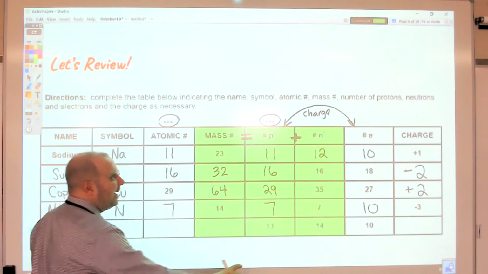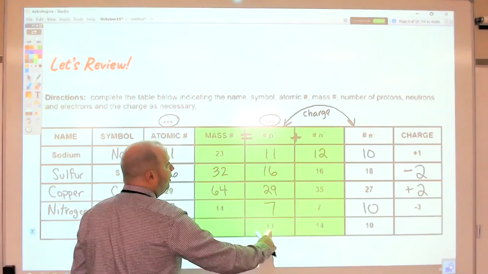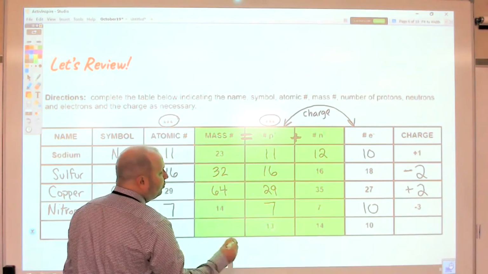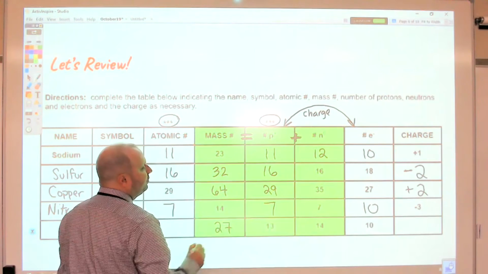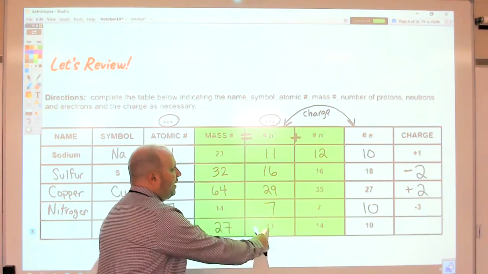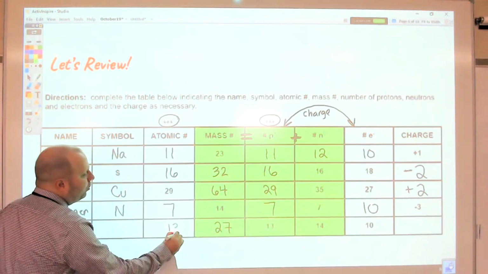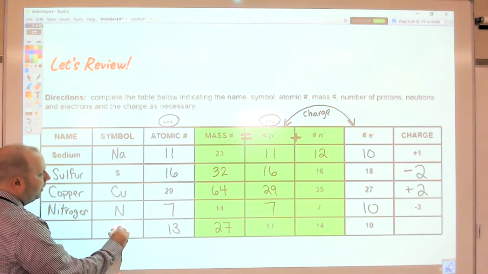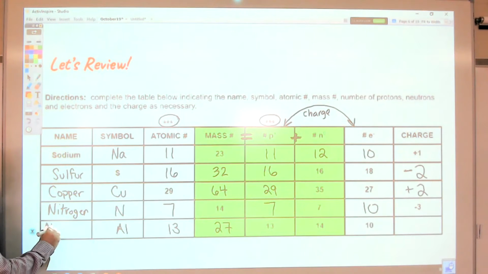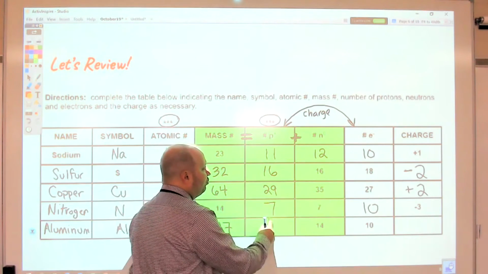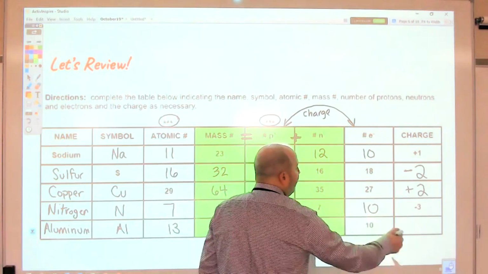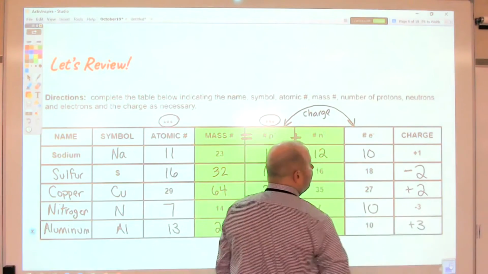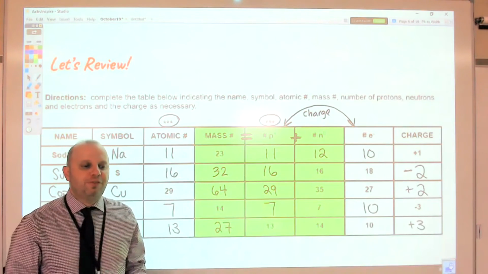Next part, I have 14 neutrons and 13 protons. I'm going to add these two together to give me 27. Notice if I have 13 protons, that number also goes here. Looking at my periodic table, I can see that I have the element aluminum. And finally, if I look at my charge, 13 compared to 10, that means I have a charge of positive 3.